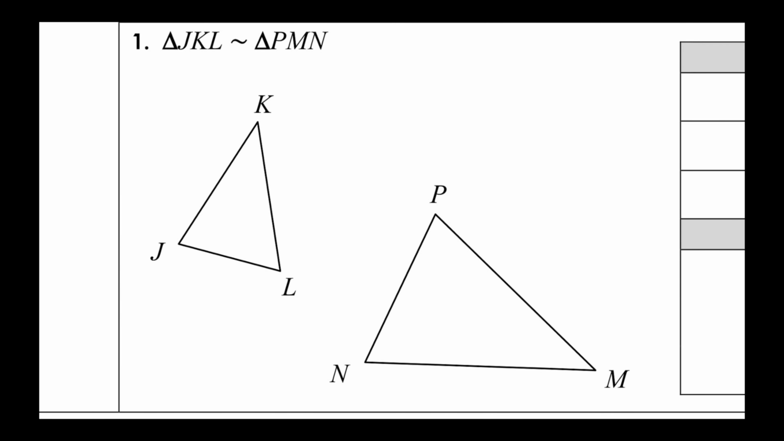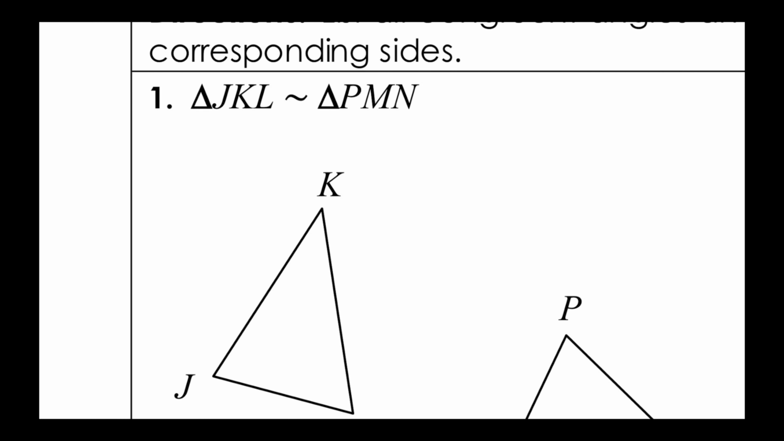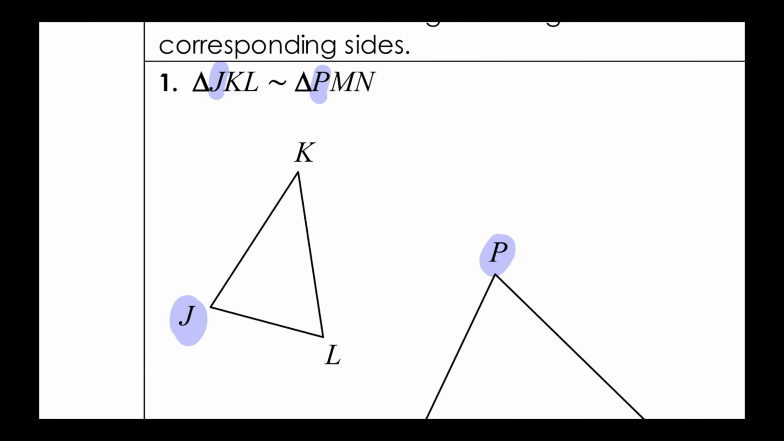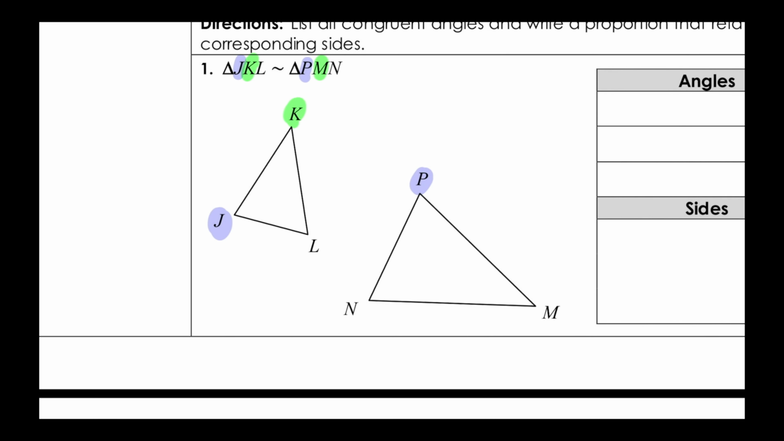So I have triangle JKL is similar, that's what this means, similar, is similar to triangle PMN. So what I'm going to do is I'm going to use color. So since J is first here, P is first there, guess what? J and P are matching parts. K is second, M is second, so K and M are matching parts.